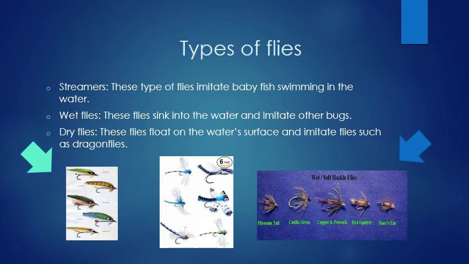The wet flies are usually flies that sink into the water and imitate other bugs. And then these dry flies are flies that float on the water surface and imitate flies such as dragonflies, flies that land on the surface and the fish come up and eat them.